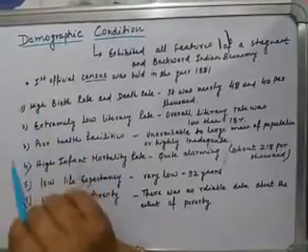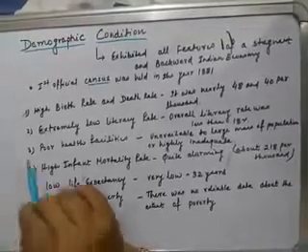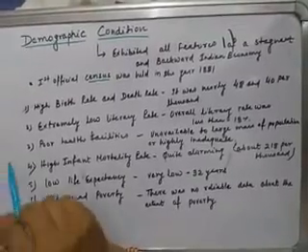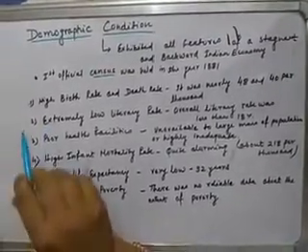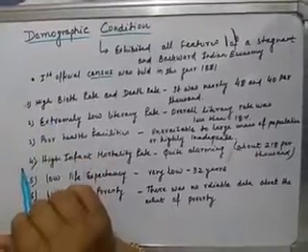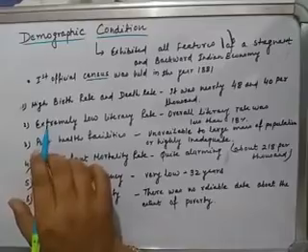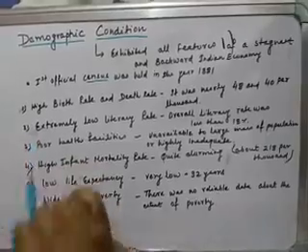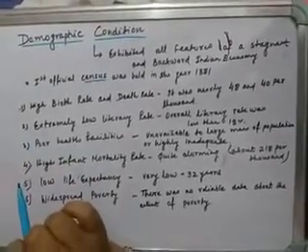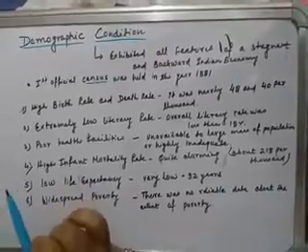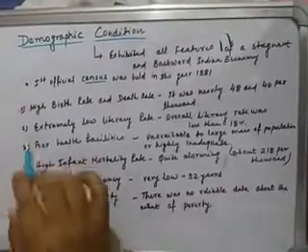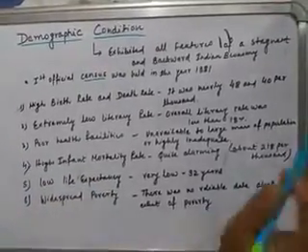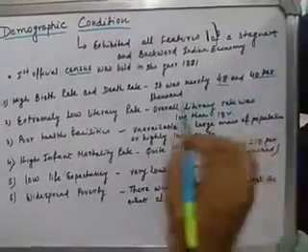Following are the points through which we can describe the demographic condition on the eve of independence. The first is high birth rate and death rate. What is birth rate and what is death rate? Birth rate refers to the number of children born per thousand in a year, and death rate refers to the number of people dying per thousand in a year. Both were very high, at nearly 48 and 40 per thousand. That is quite high.